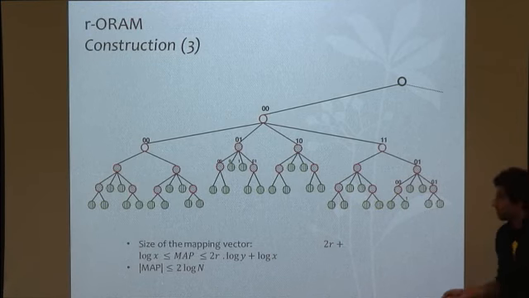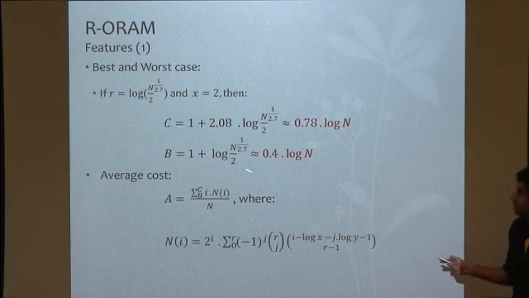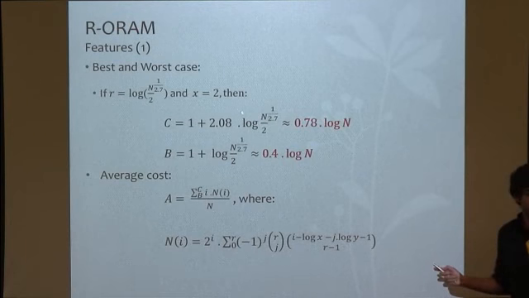So we have done our optimization problem, and we came up with these results. If we choose our recursion factor log n over 2 to the power 1 over 2.7 and x to 2, the worst case is 0.78 log n, okay? And the best case is 0.4 log n.